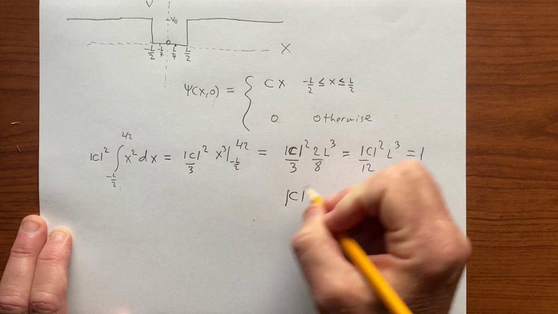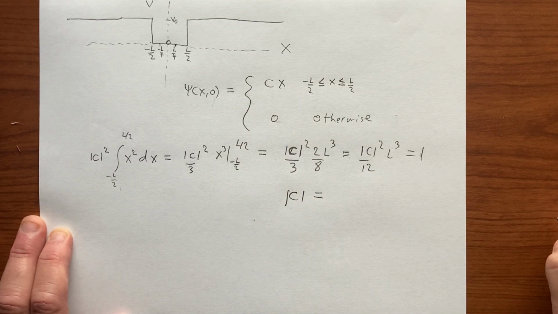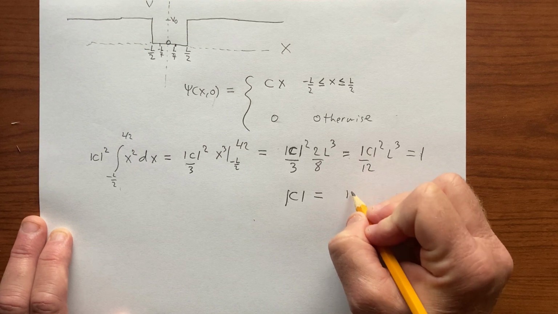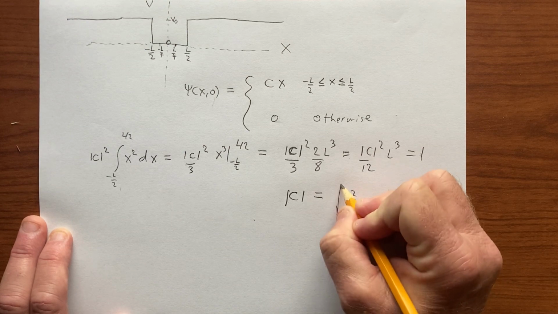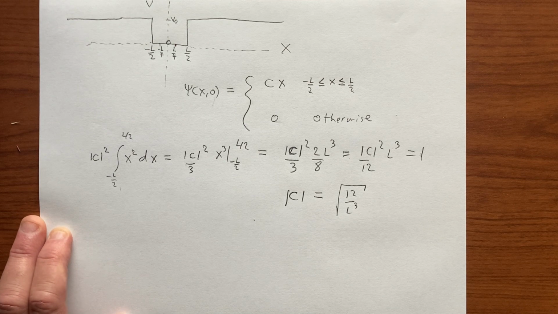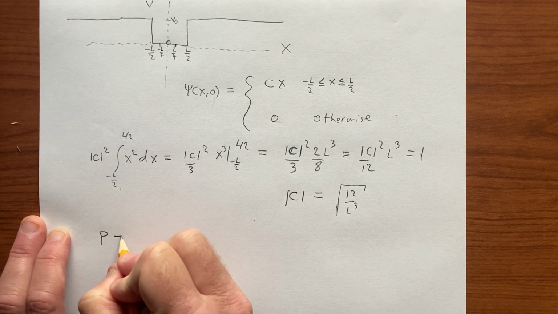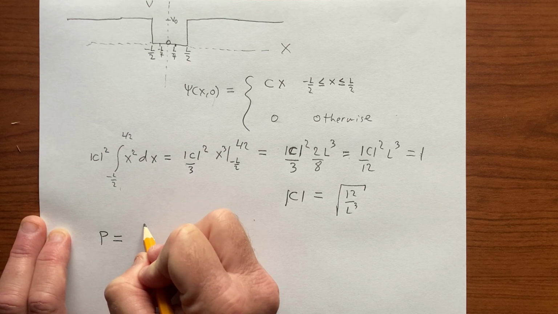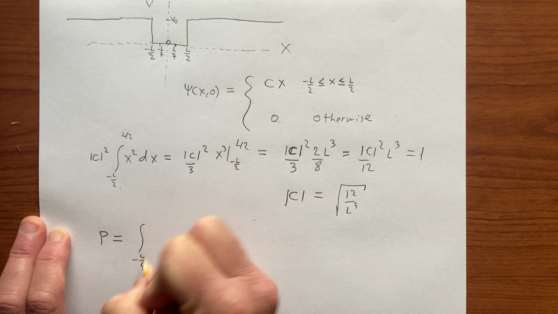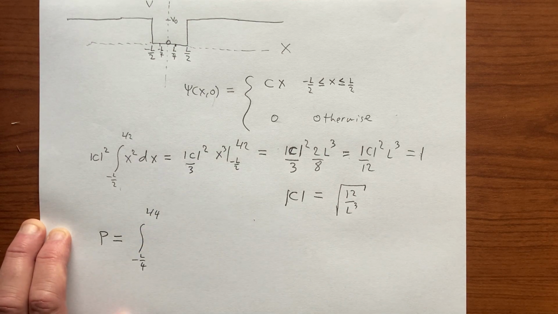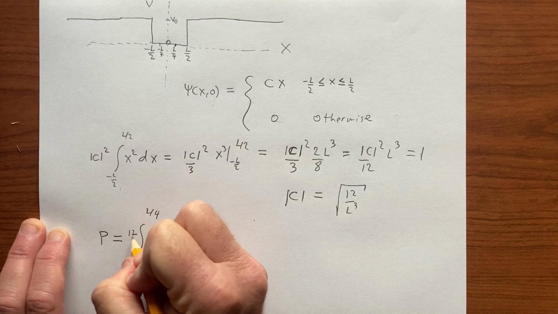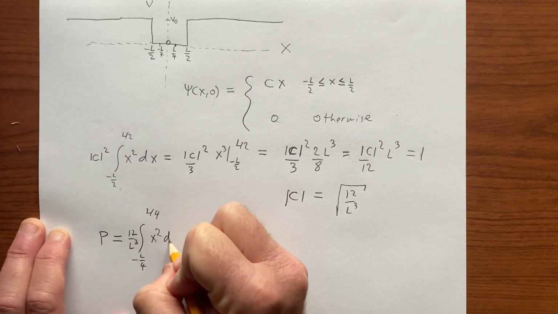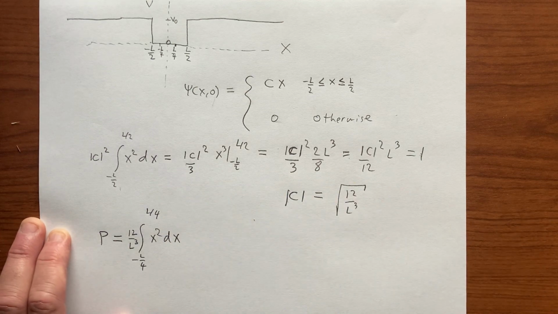So we have that the modulus of c is the square root of 12 over L cubed. So now we can figure out the probability of finding the particle between minus L over 4 and L over 4. And so it's 12 over L cubed x squared. All right, that's psi modulus squared.